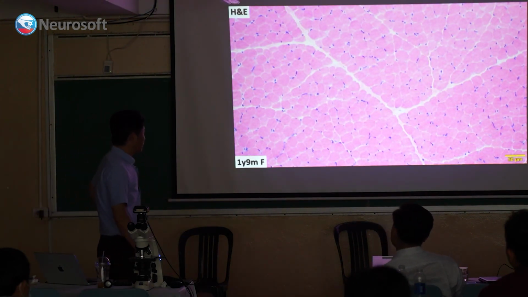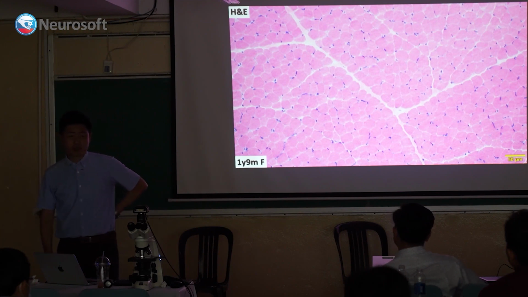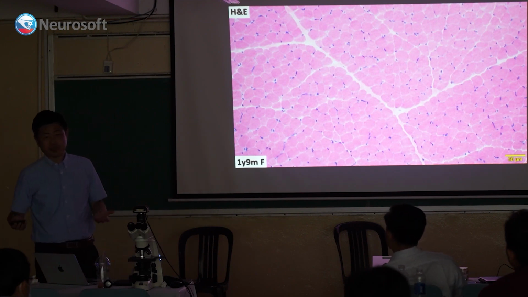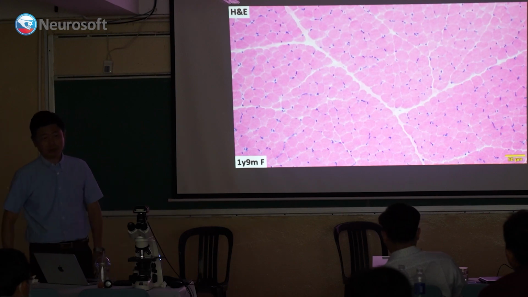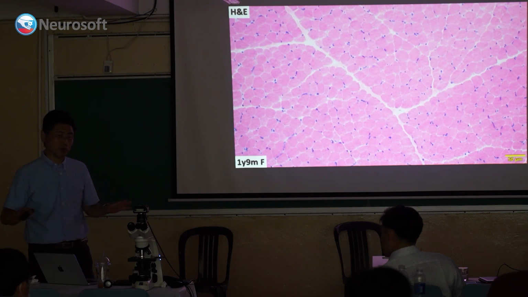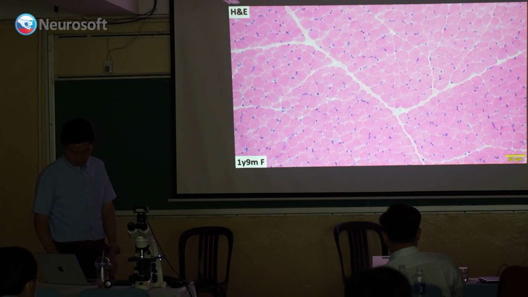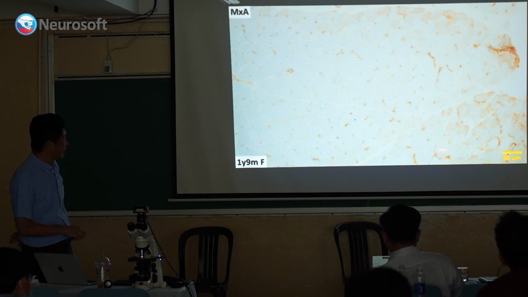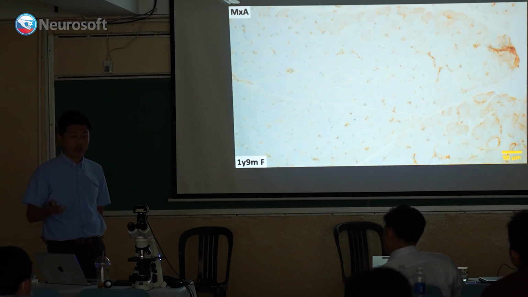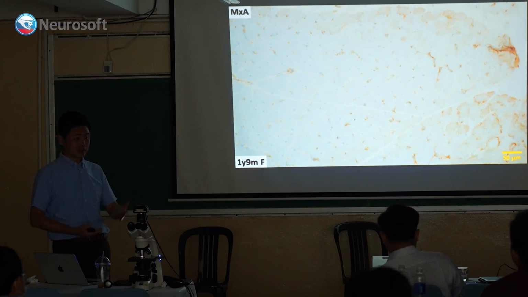This is a 1 year and 9 months old girl. The clinician suspected dermatomyositis. But on muscle pathology, no abnormality at all. If this was 20 years ago, we would say, oh, muscle was normal, sorry, no diagnosis. But if you do immunohistochemistry against MxA, you see muscle fibers express MxA. So we can now confidently say that yes, this is dermatomyositis.